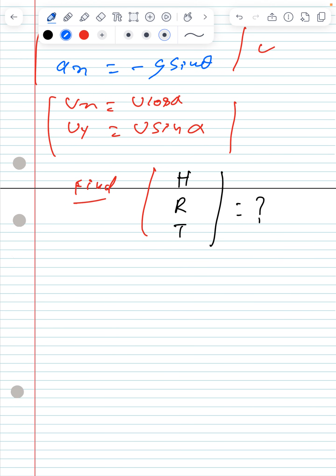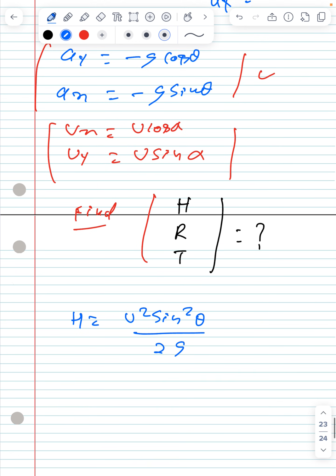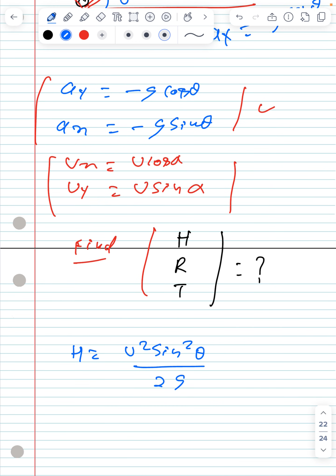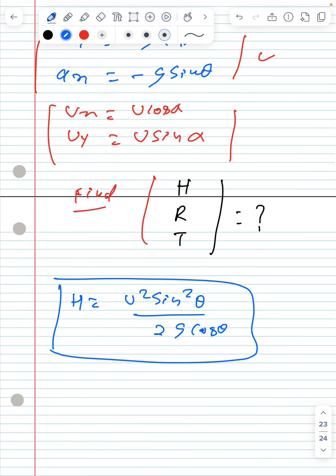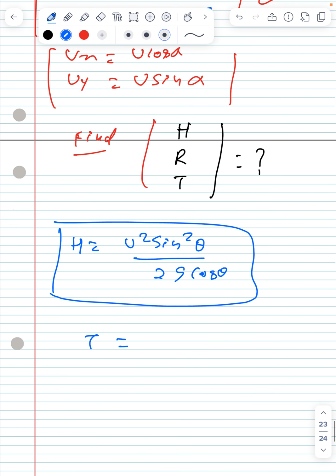Find the height of the projectile, range and time of flight of the particle, and we can calculate the coordinates of the object, x coordinate, y coordinate, equation of trajectory, path, and the velocity at time t, radius of curvature, and everything can be calculated from this concept.